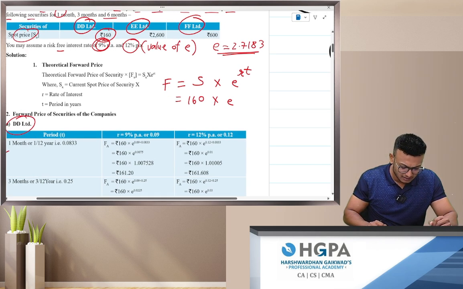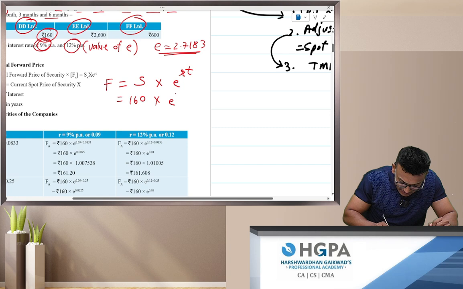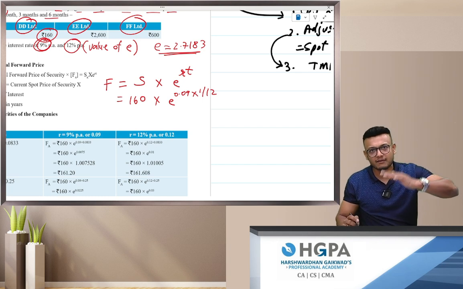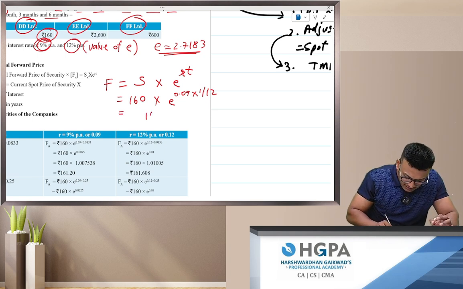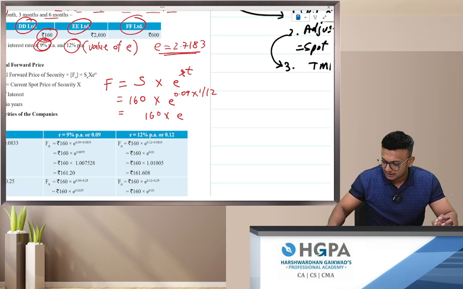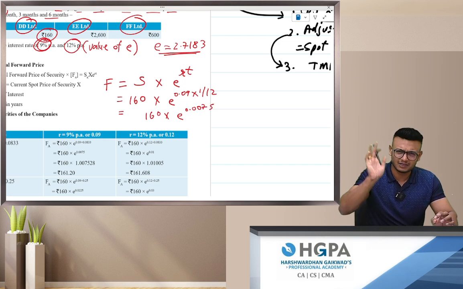What is R? R is 9%, so I'll write here raised to 0.09 into what is T? 1 upon 12, because we have to do it for 1 month. We have to do everything, but we start with this normal stuff. So 160 into E raised to 0.09 into 1 upon 12. Let's check how much it comes to. Into 1 divided by 12, this is 0.0075. We'll see the answer afterwards. We'll try to solve it first.